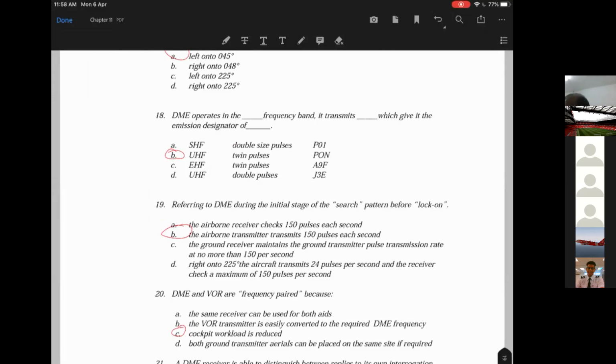DME operates in the UHF frequency band. It transmits twin pulses, which gives it the emission designator of PON. Bravo. Okay. Question 18, Bravo is the answer. Question 19, please.